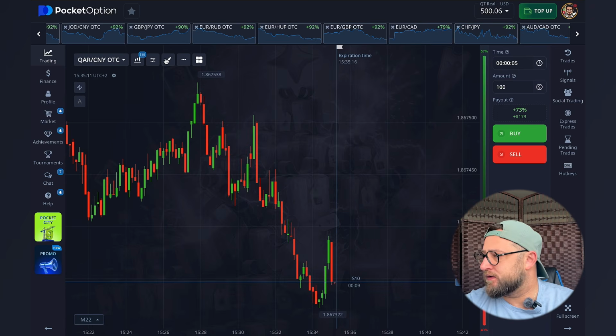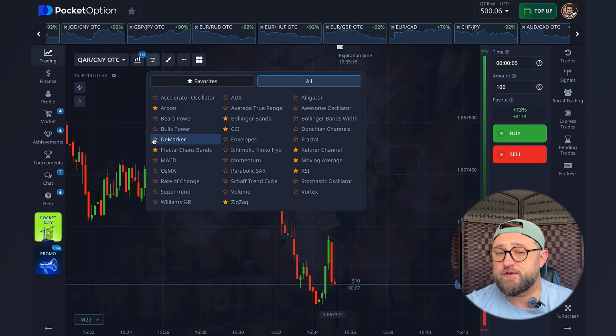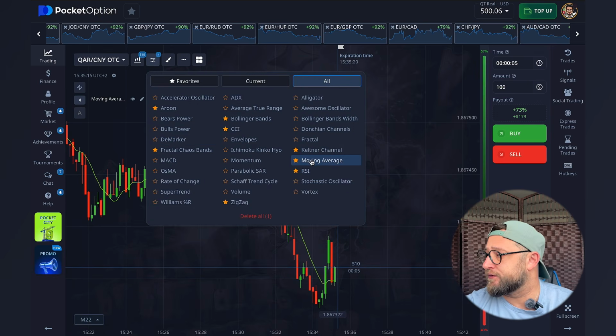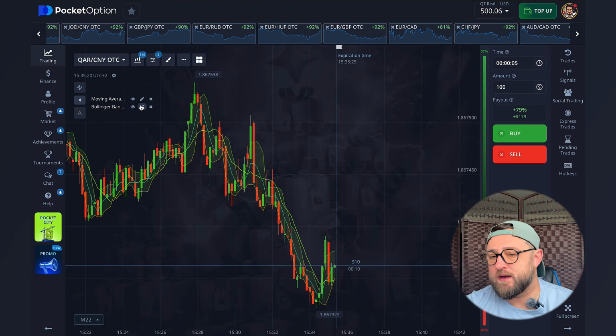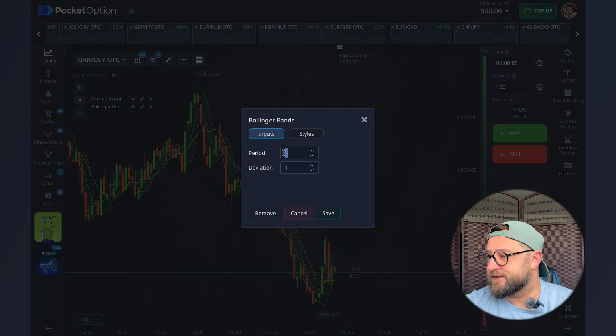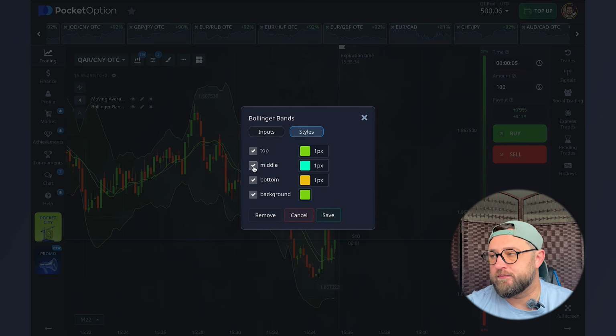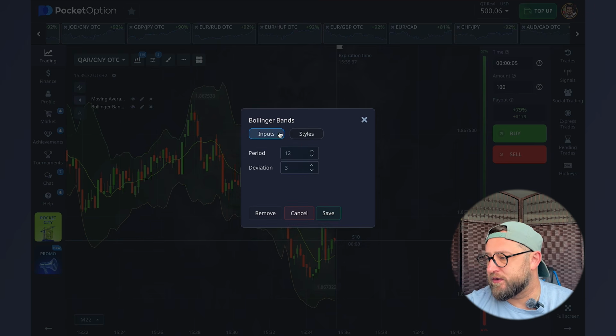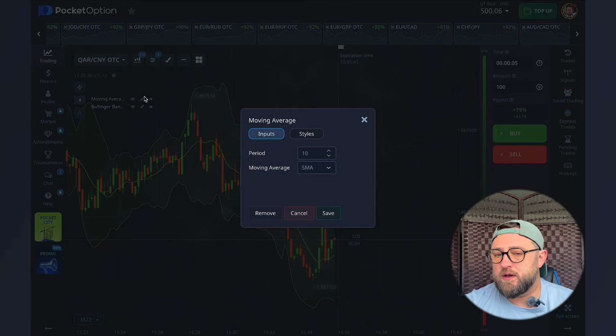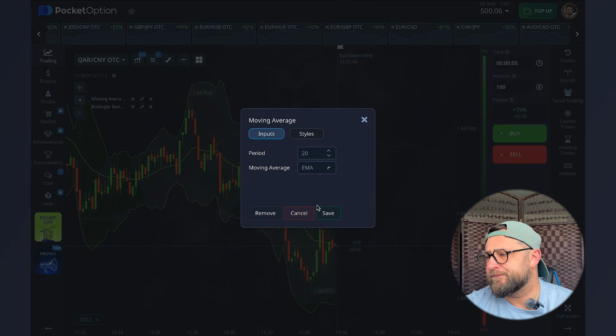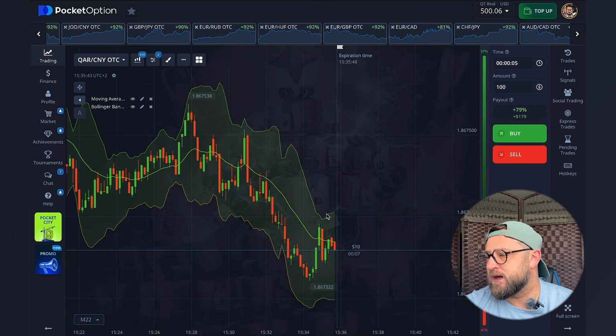Okay, so we're in the terminal of Pocket Option. As you can see, $500 balance for today. And indicators, guys: Bollinger Bands and moving average. What about setup? Let's go to Bollinger Bands. Period is 12 and deviation 3. And as usual, we remove the middle line, because our middle line will be the EMA moving average. Yes, EMA with period 20.